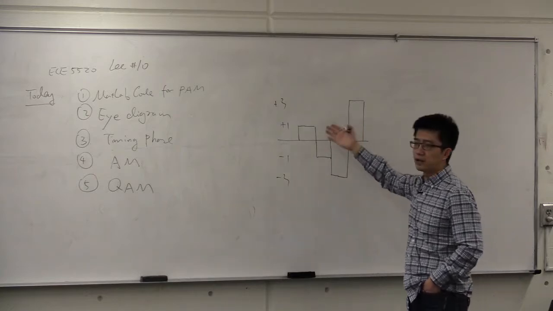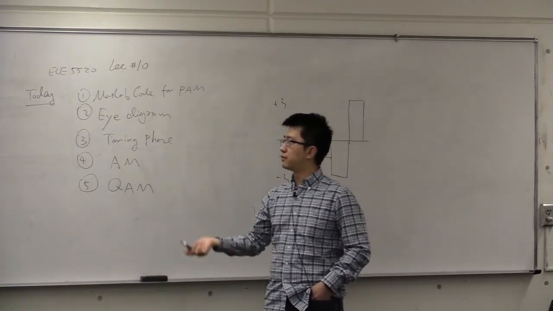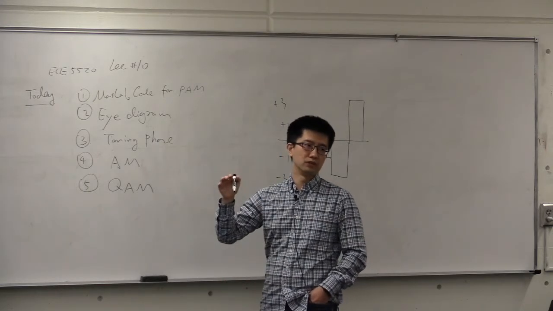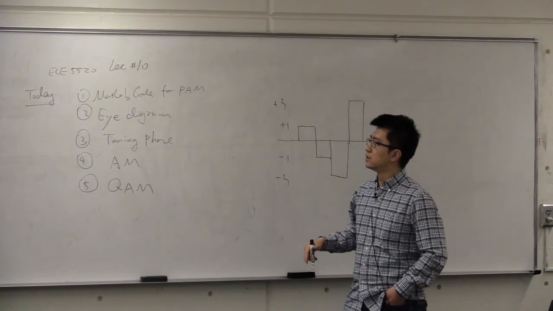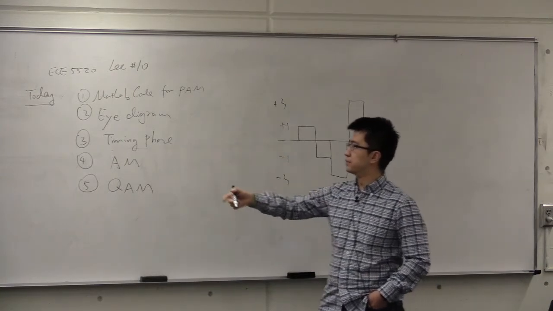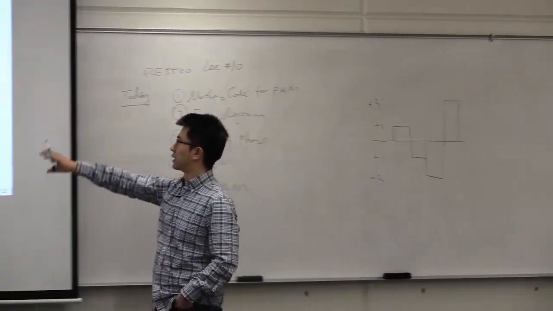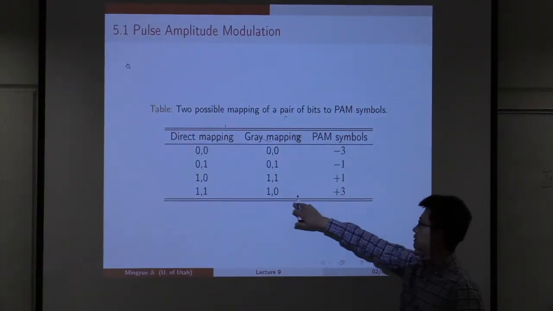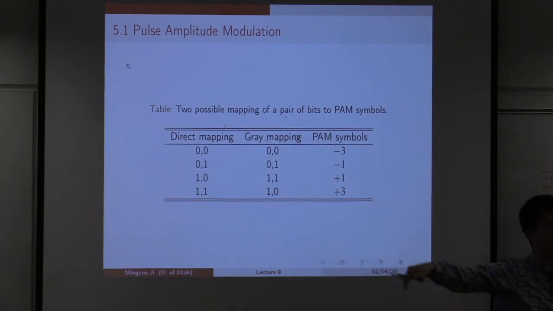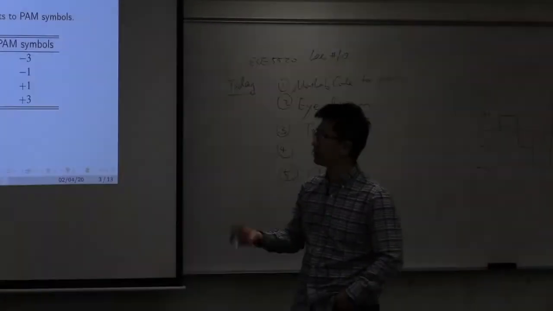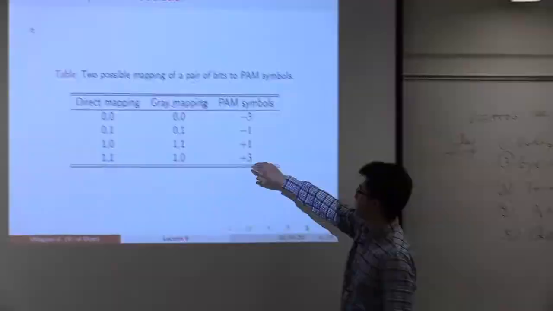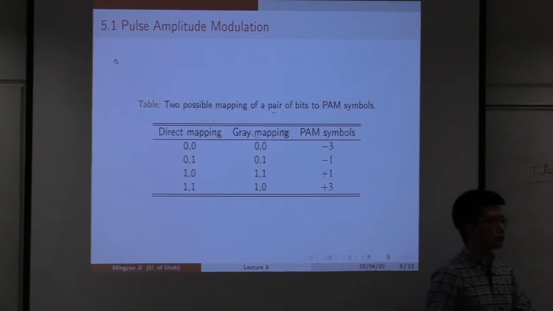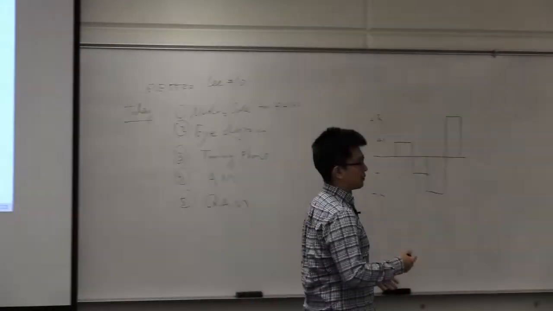If we have four levels, every level can represent a number. So the four levels means two bits, four possibilities. We can say negative three means 0 0, negative one means 0 1, plus one means 1 1, and plus three means 1 0. You can see this mapping is called Gray mapping. The meaning of Gray mapping is that the difference between any two adjacent symbols is only one bit. So PAM is very important.